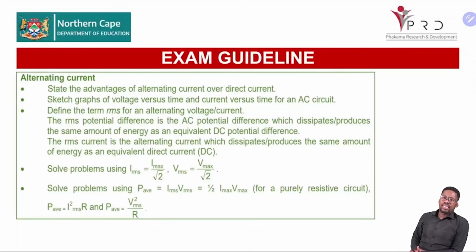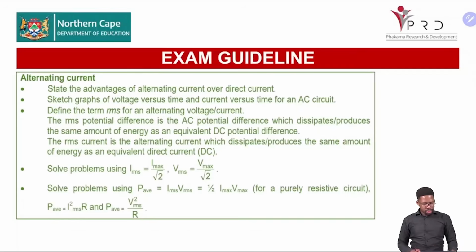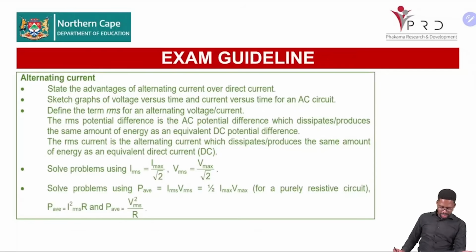Furthermore, you must state the advantage of using AC over DC. This is what the exam guideline is saying. It's not saying DC over AC. It is saying AC over DC. Then we're going to sketch the graph of current versus time and voltage versus time for both AC and DC. Then we are going to define the term RMS for alternating voltage and also RMS for current.